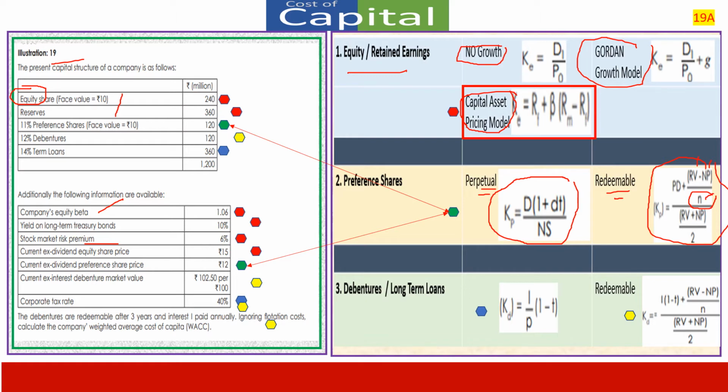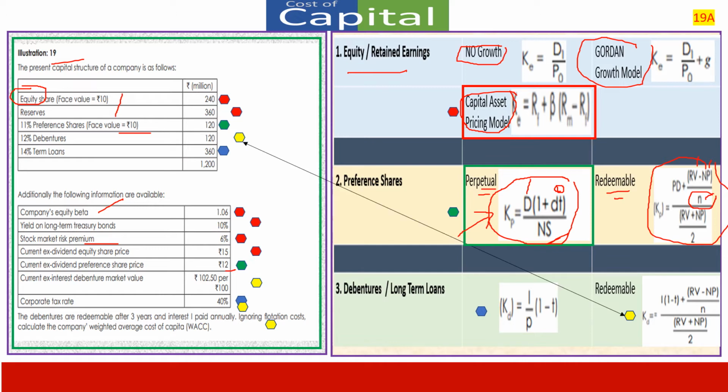We are given simply 11% preference shares and its dividend. Okay, dividend is given here, and we are told 11% preference shares, its face value is 10 and its dividend is 12. Then even if we go here, it is D into 1 plus dividend tax. In this case, dividend tax is not given. We can as well presume it as 0 and use this provision. That way, we will be using the perpetual module for preference shares.